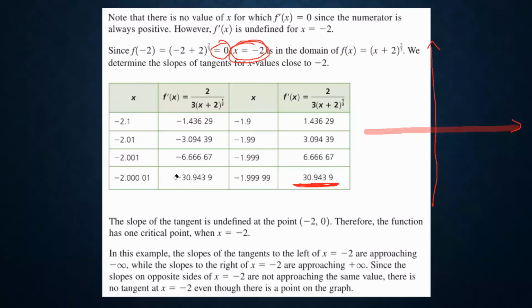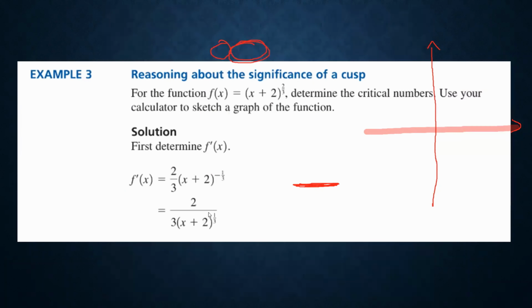So values to the left of x equals negative 2 are approaching negative infinity, while the slopes to the right of x equals negative 2 are approaching plus infinity, right? It's like a limit to the left and right hand side. The limit to the left hand side approaches negative infinity, to the right hand side approaches positive infinity. Thus, the limit does not exist at this point, and the derivative does not exist at this point. And that's exactly what we found in the previous step. We said that the derivative is undefined for x equals negative 2. Remember here, because it's going to result in the denominator equals 0.